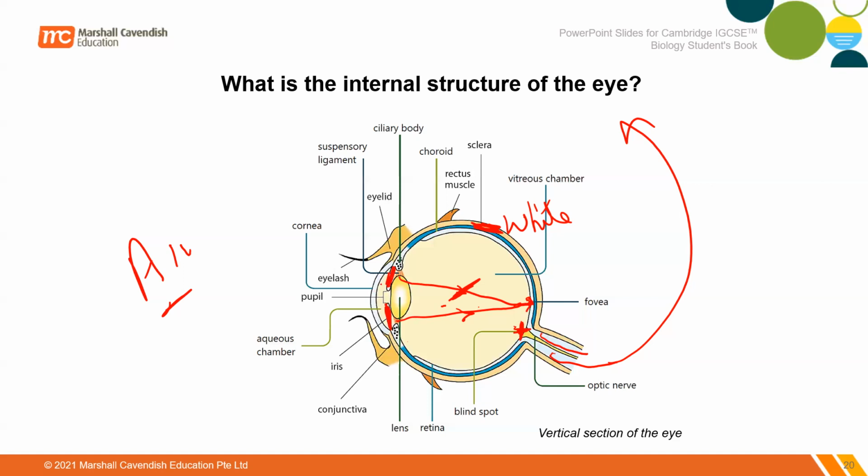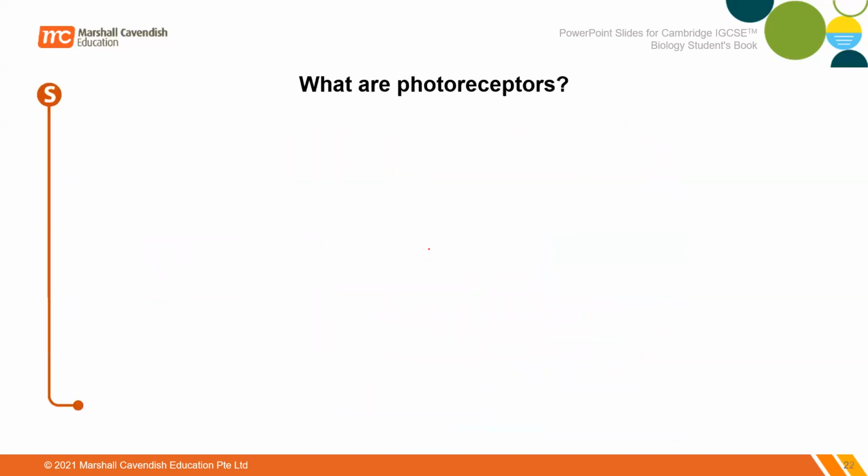Back to the front side of the eye, there are two areas I did not talk about, the ciliary body and the suspensory ligaments. They will be very beneficial in the eye accommodation part. Let's talk about them in the eye accommodation.